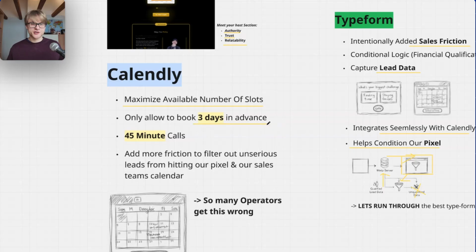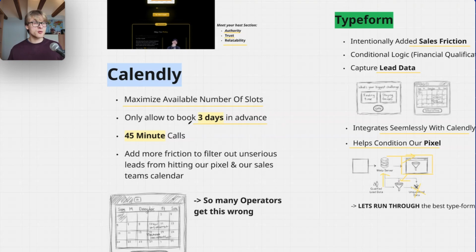So could you use the GHL scheduler or other scheduler apps? Yeah, you could. Calendly, however, is the most native scheduling event that we've seen, and a lot of seven-figure agency owners like Jeremy Haynes, for example, multi-seven-figure agency owners, are using this as well. So I would highly encourage you to follow in their footsteps.